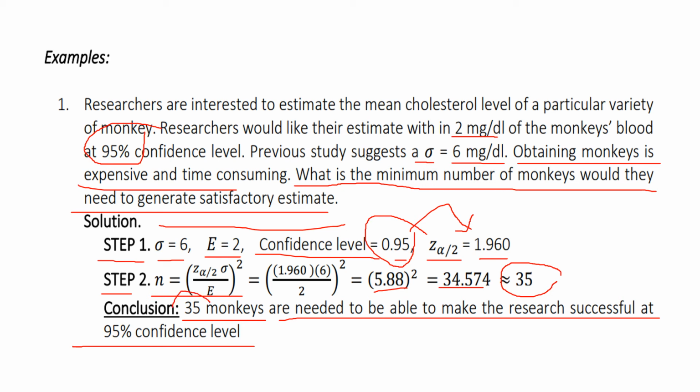So we just need 35 monkeys to make this research successful at a 95% confidence interval. The number of monkeys can increase or decrease. It will depend on the confidence level that we're going to use, or what value we're going to set as the value of your confidence interval.